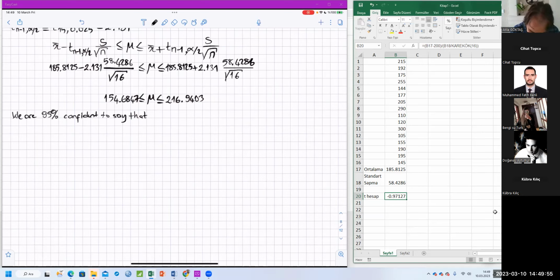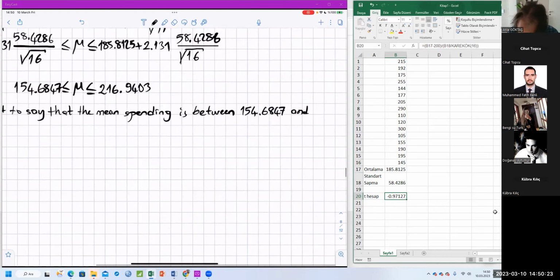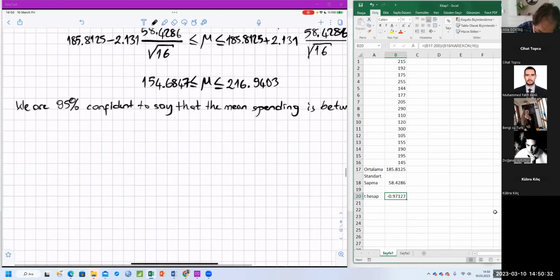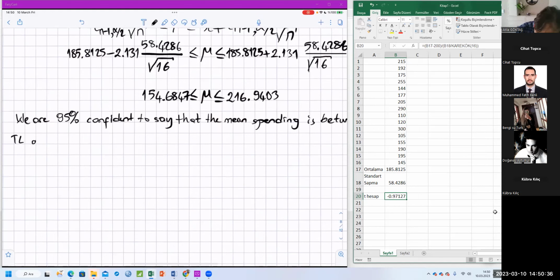Okay, we are 95% confident to say that the mean spending is between 154.6847 and 216.9403 Turkish liras a day for students who are majoring at Atılım University.